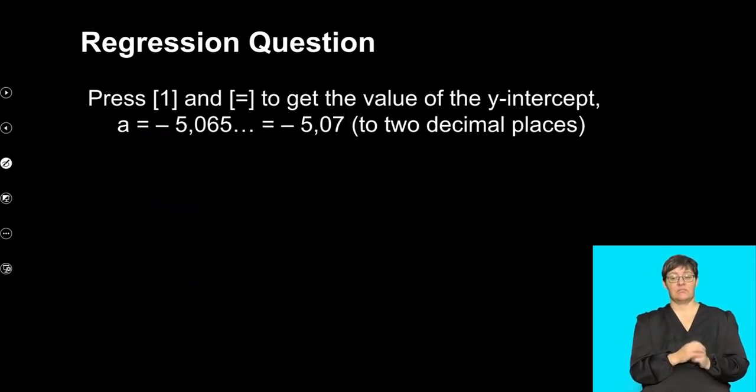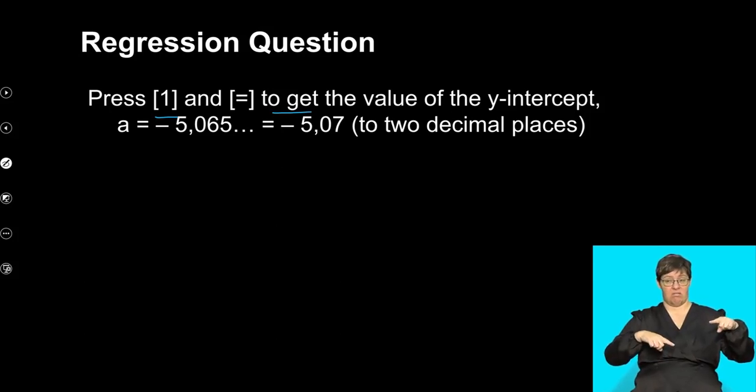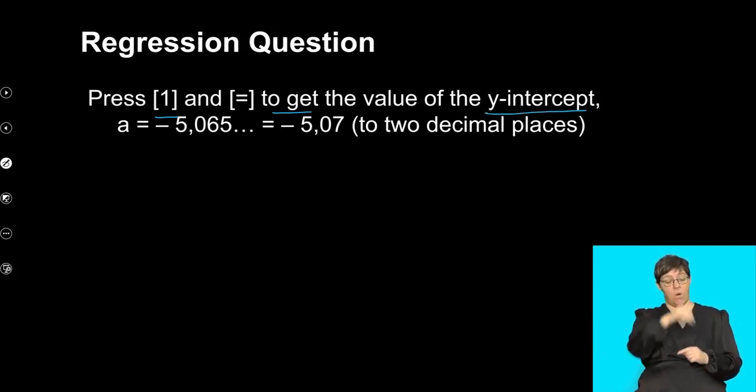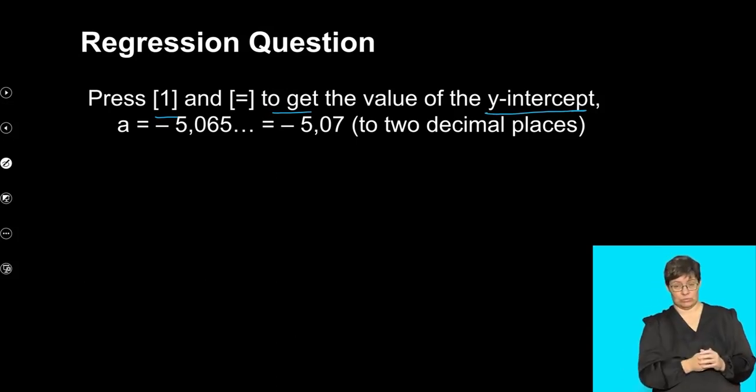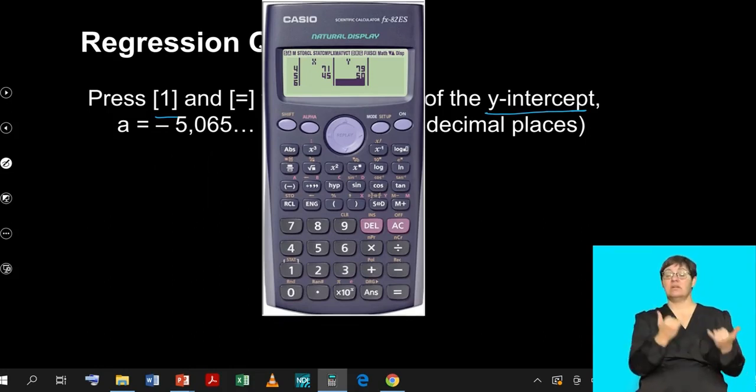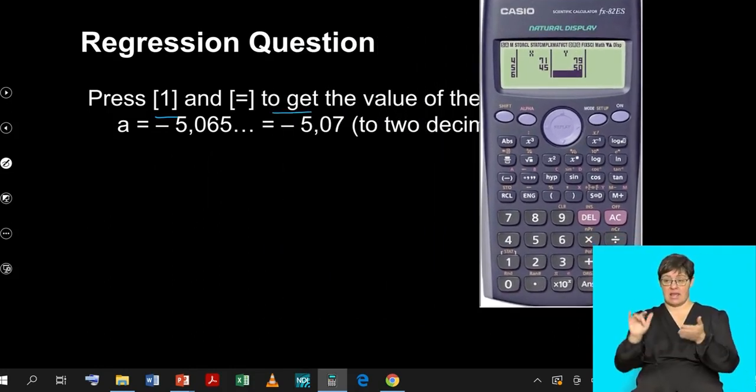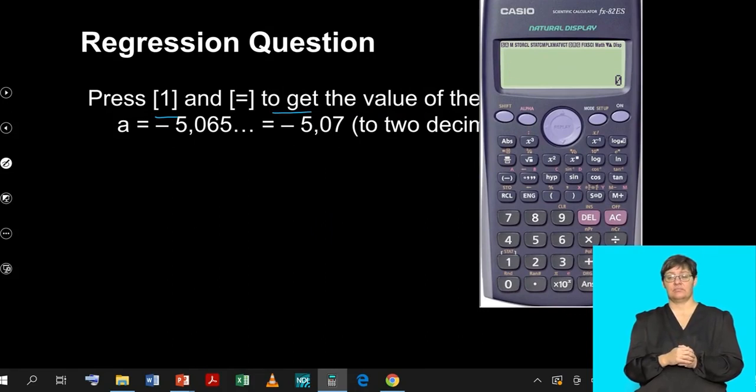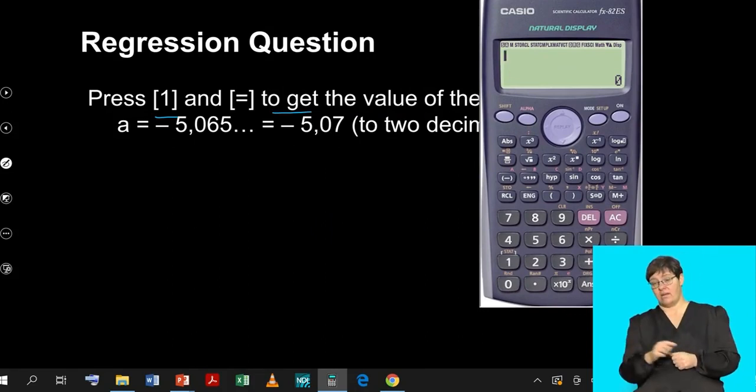Okay. Then from there, we press 1 equal to get the variable for the y-intercept and the gradient to 2 decimal places. Okay, let's see. So we have our data there. So I'm going to say clear, AC, Shift 1.